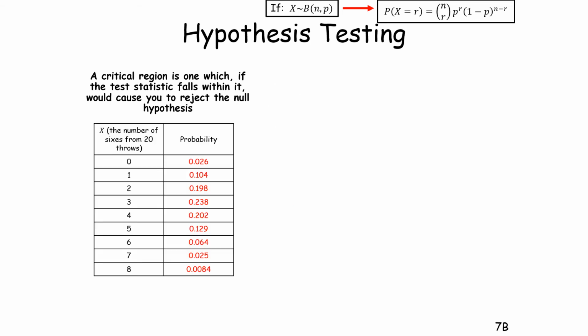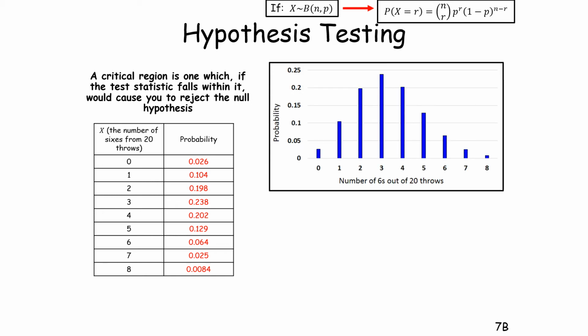We can draw this information, and we could get this from our scientific calculator, and we could represent this graphically. Remember, these are discrete data, so it will look something like this. You cannot join them because these are discrete values. So this is looking at the number of sixes out of 20 throws.